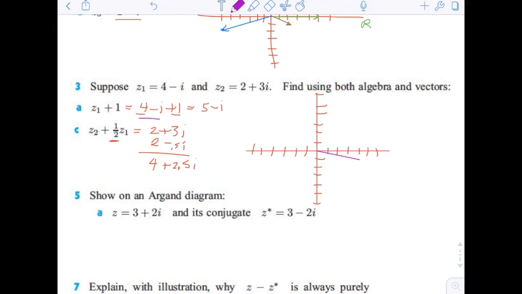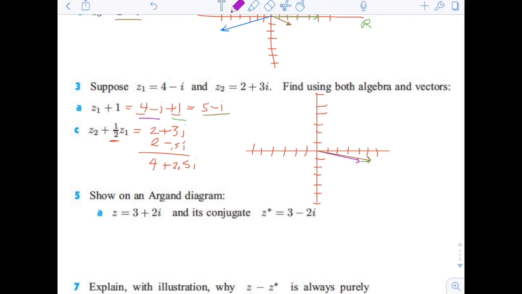Be right there, right? And then plus 1 would be 1 to the right. Okay, and then we're going to add those two together. It'll give us 5 minus i. So the brown one is 5 minus i, 5 to the right and 1 down, right? So we've also found the result just by drawing the vectors.